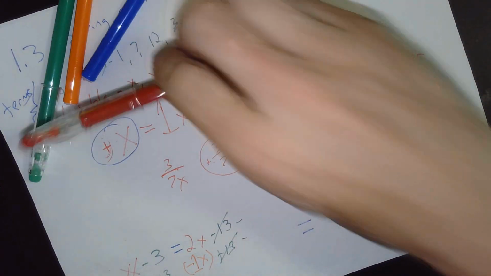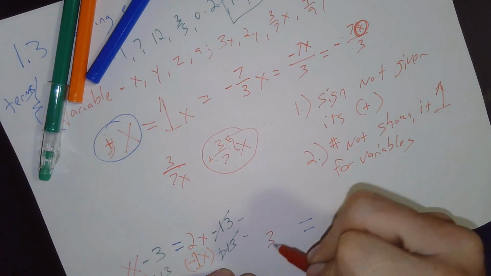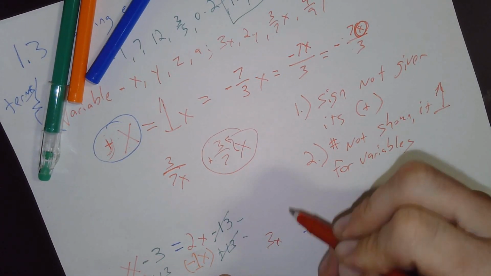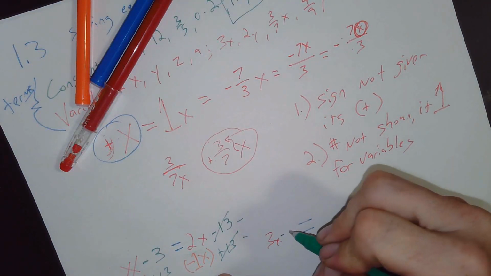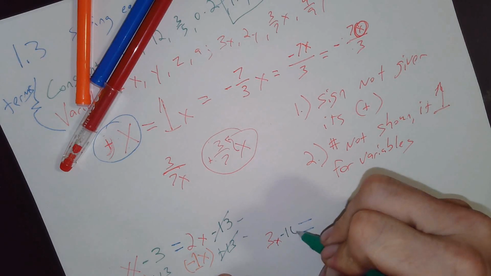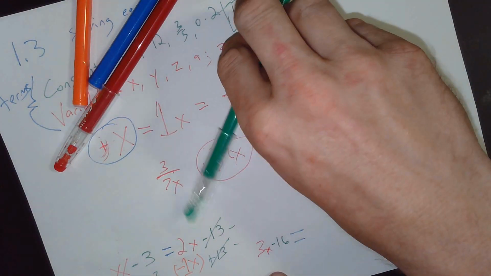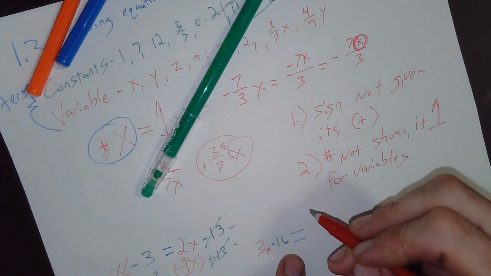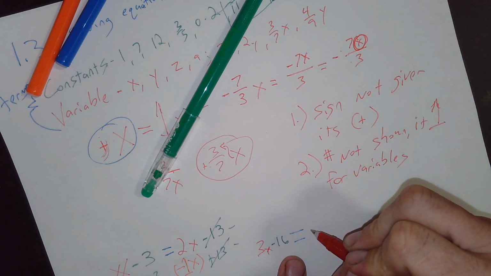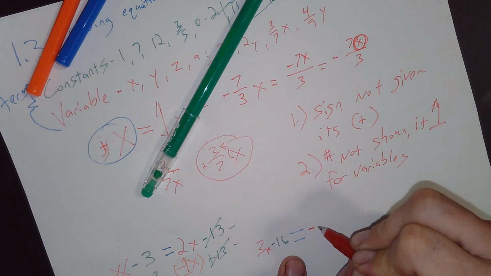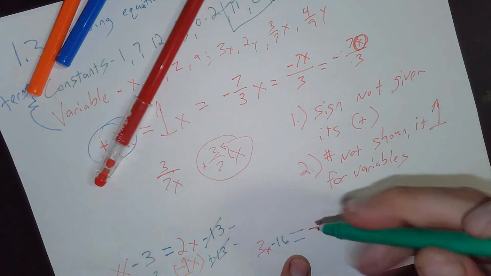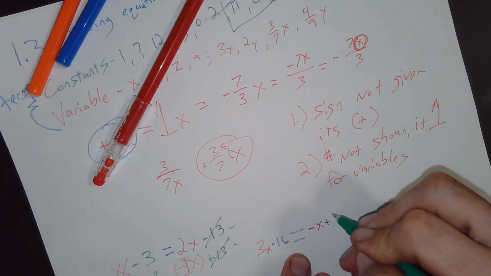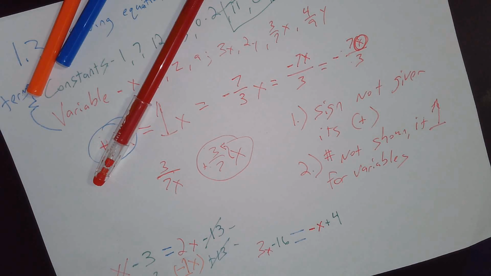Let's do 3x minus 16 equals negative x plus 4. Here we go. So that's my next one.